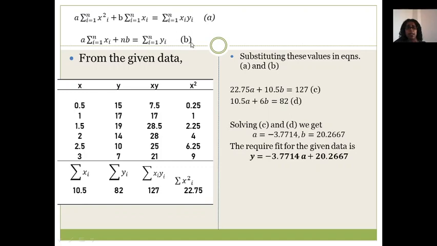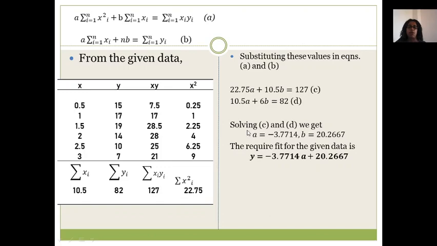In equation B, you can see small n. Small n is the number of data points. The number will be 1, 2, 3, 4, 5, 6. So n is equal to 6, so you have to put 6. This is the number of data points, number of x or number of y. So equation B is rearranged as 10.5a plus 6b is equal to 82. Now we have the simplest form of two linear equations having the coefficients a and b.